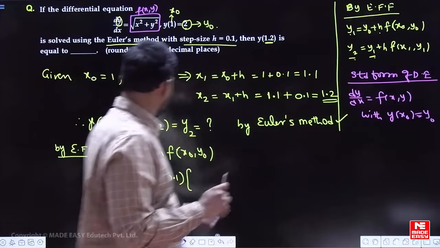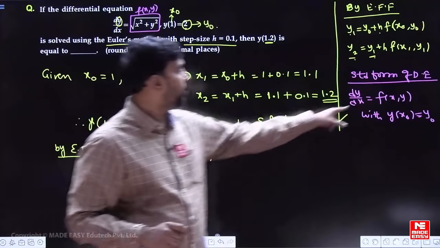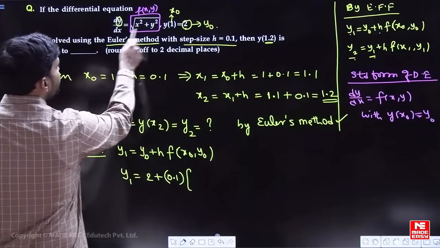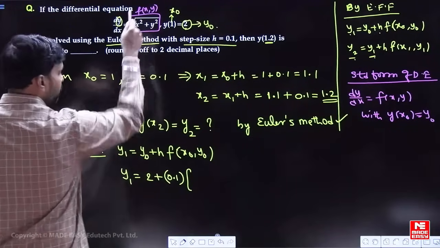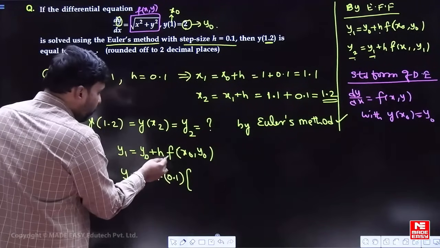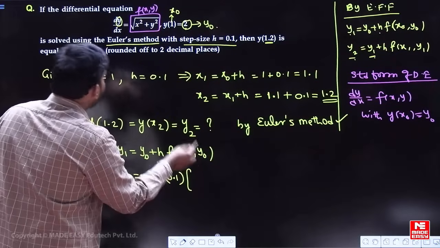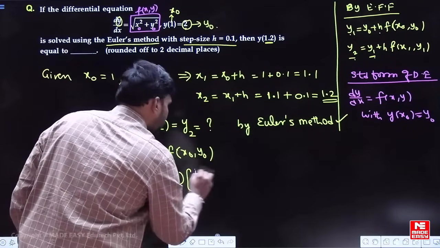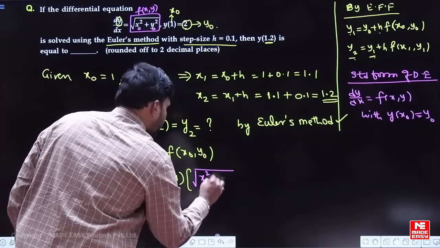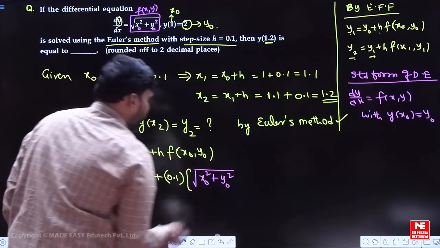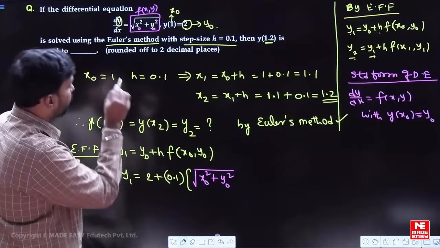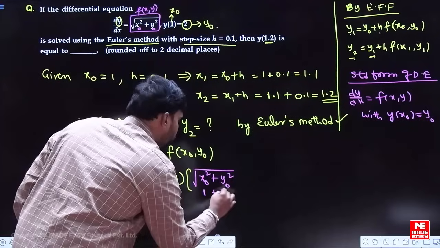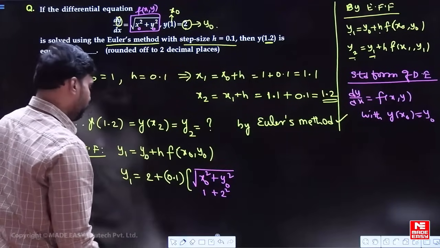Now tell me, what will f of x comma y be? That is equal to dy by dx, which here is the square root of x square plus y square. So let us use that. To find f of x naught, y naught, put x equal to x naught and y equal to y naught: the square root of x naught square plus y naught square. But x naught is 1 and y naught is 2, so it is 1 plus 2 square. That will be root 5.